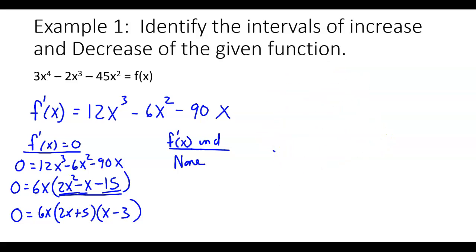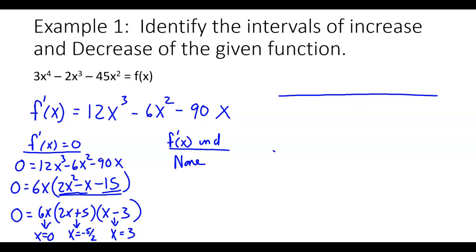So setting these three factors equal to 0, if I set this one equal to 0 and solve, I would end up with 0. If I set this one equal to 0 and solve, I would end up with negative 5 halves. And if I set this one equal to 0 and solve, I'm going to end up with 3. So we end up with 3 critical values that we're going to need in order to find the intervals of increase and decrease. So the next thing we're going to do is our number line.